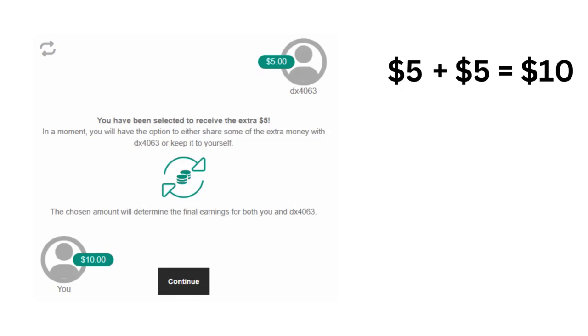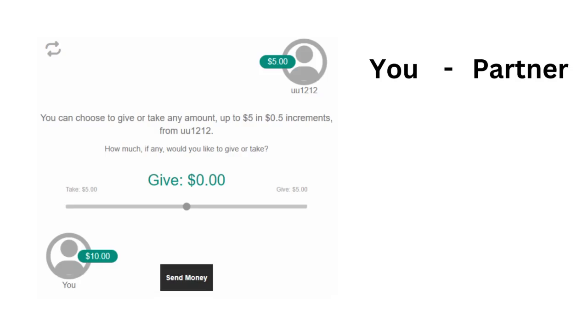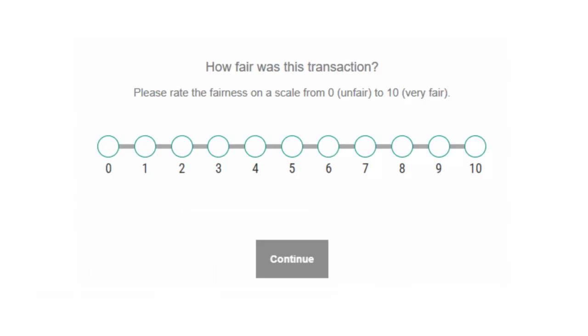Like the first round, you have a decision to make, but there is a twist. You can still give up part or all of the extra $5 you have received, but you can instead take your partner's $5. In this round, you start with $10 and your partner $5. You can give $5 up so you have $5 and your partner has $10, or you can take your partner's $5, leaving them with nothing and you with $15. Like the first round, you are then asked to measure the fairness of the exchange.